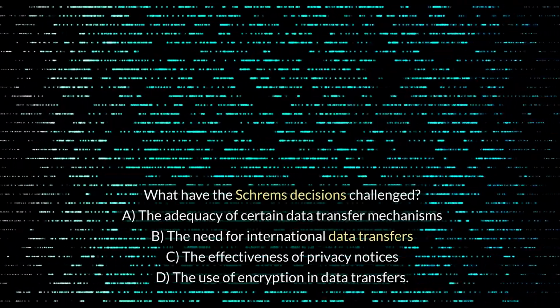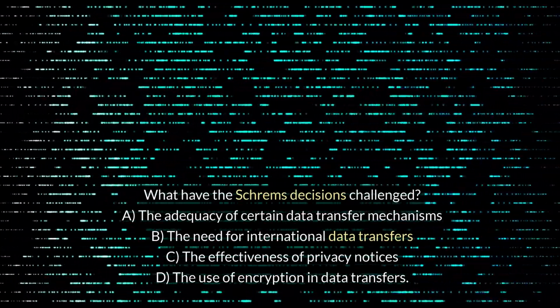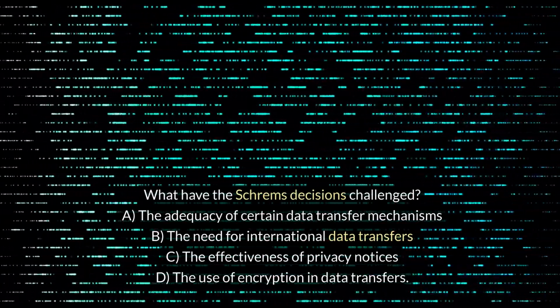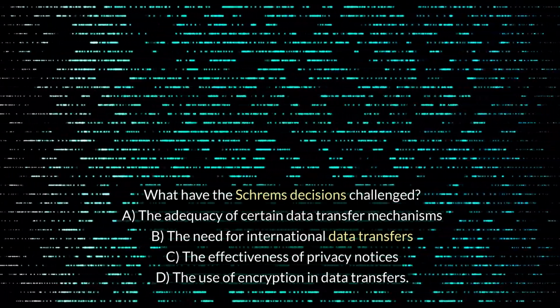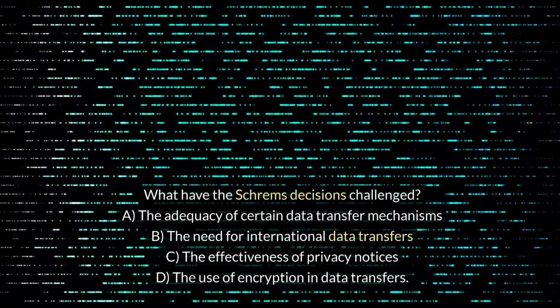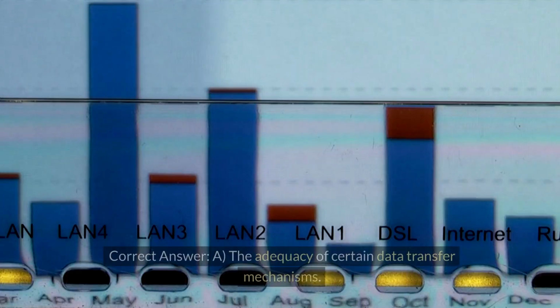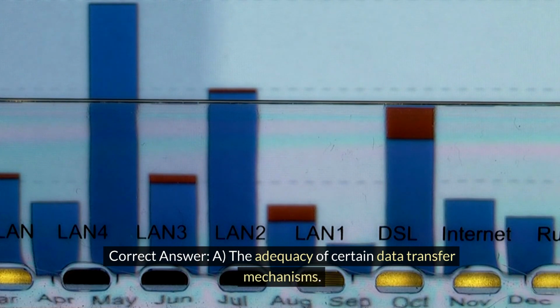What have the Schrems decisions challenged? A. The adequacy of certain data transfer mechanisms. B. The need for international data transfers. C. The effectiveness of privacy notices. D. The use of encryption in data transfers. Correct answer. A. The adequacy of certain data transfer mechanisms.